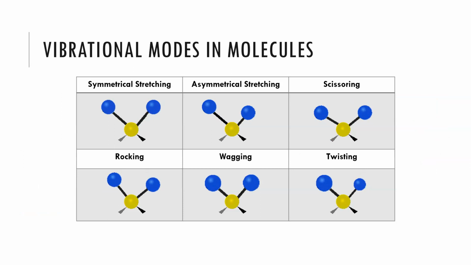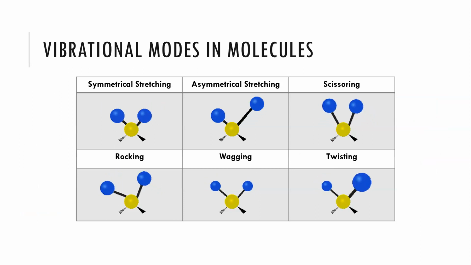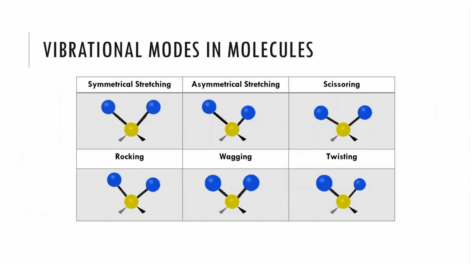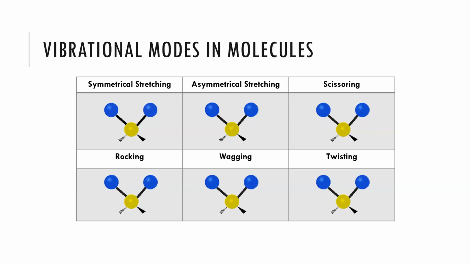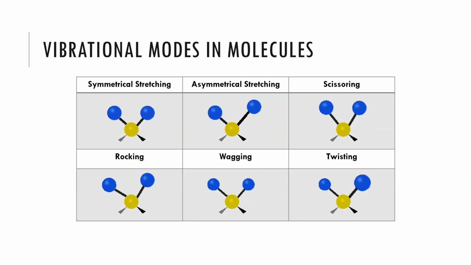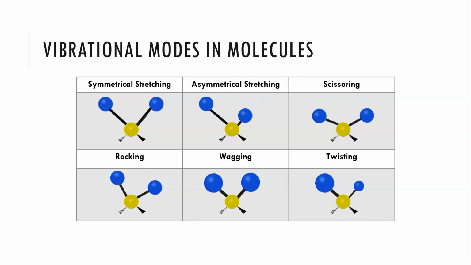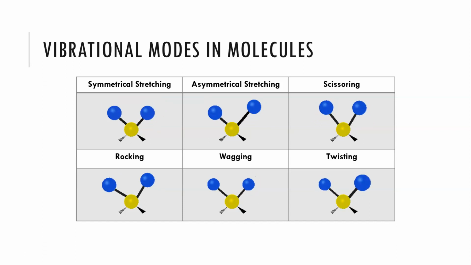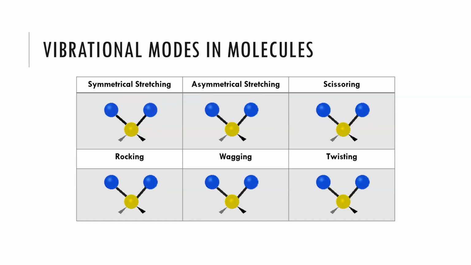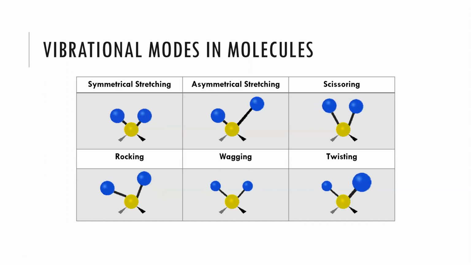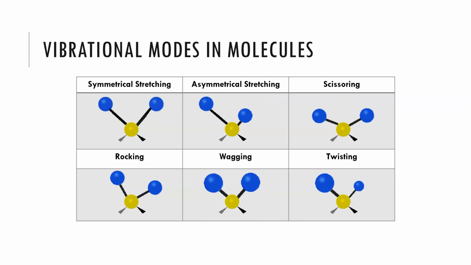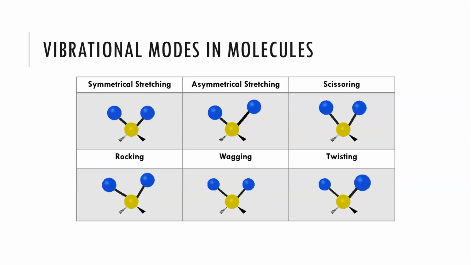So as you can see from this diagram here, there are multiple ways in which atoms that are bonded can move. They can stretch, they can scissor. We don't need to know the specific vibrational modes that molecules can undergo. We need to know, however, that these vibrational modes give changes in energy within the molecule and that they can be detected by this technique known as infrared spectroscopy.